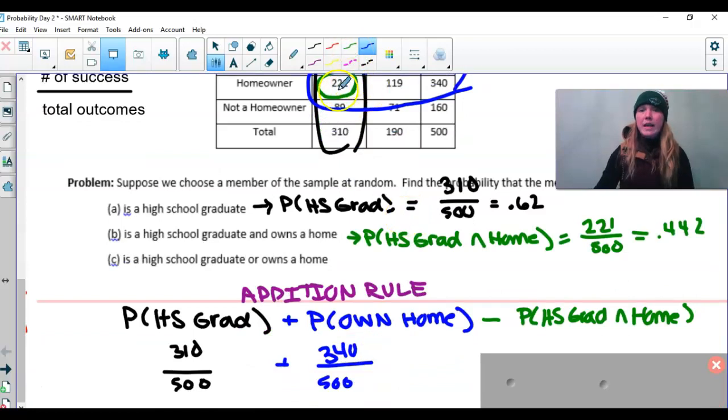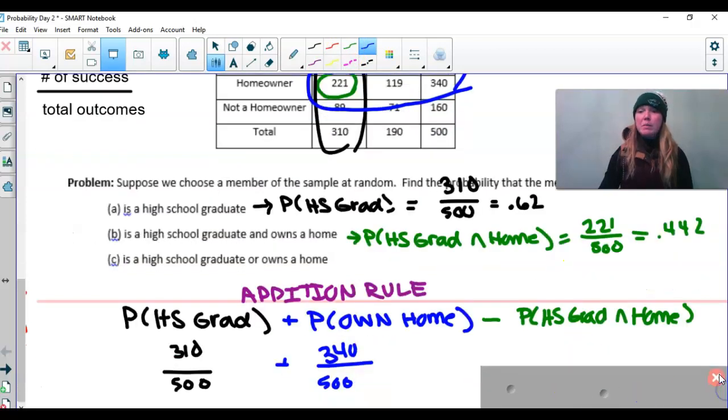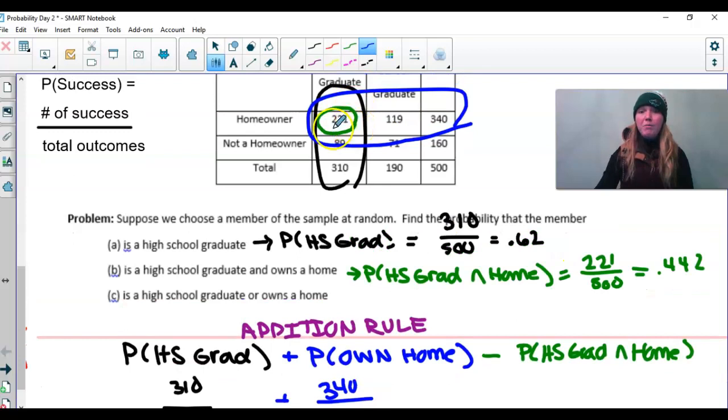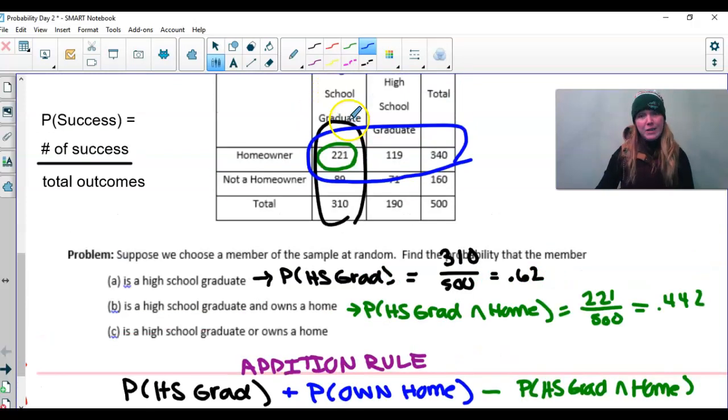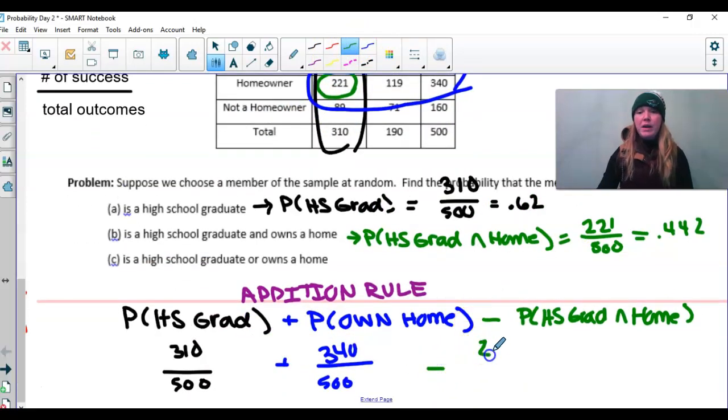This 340 includes everyone who's a high school graduate and not a high school graduate. Hopefully what you're noticing is this 221 was included in both that column and that row. And that's why we need to subtract out the probability of both of them happening, being a high school graduate and a homeowner. Minus 221 out of 500. I like to keep it in fractions. They all have the same denominator, so you just keep the denominator the same. You add up those numerators, so 310 plus 340 minus 221, divided by 500.